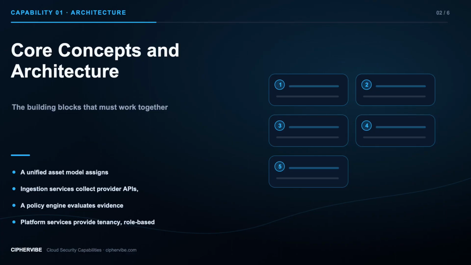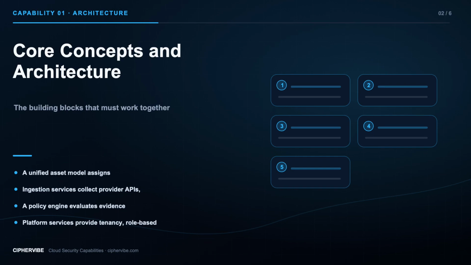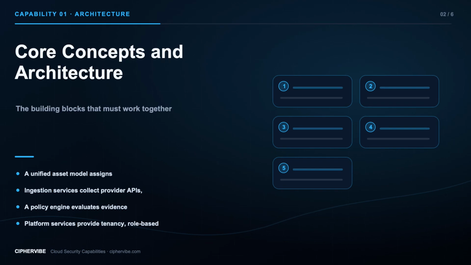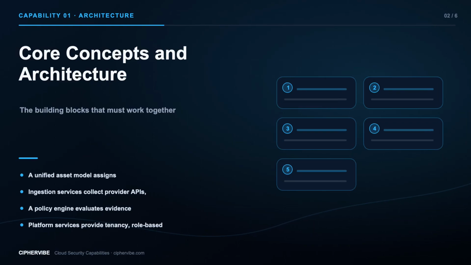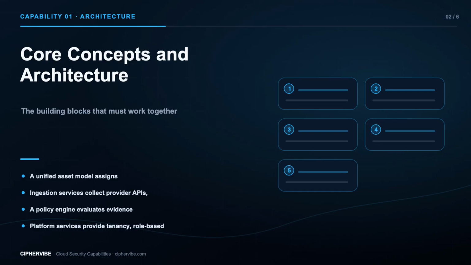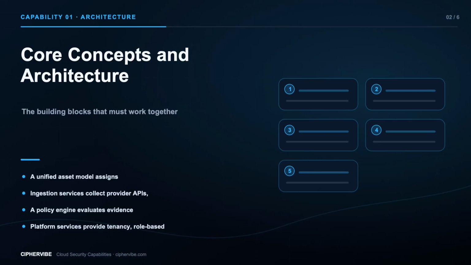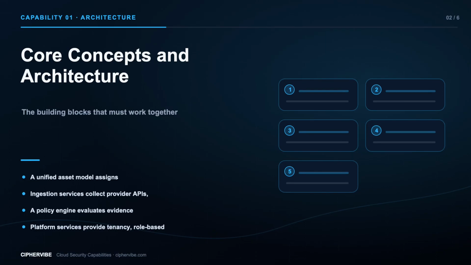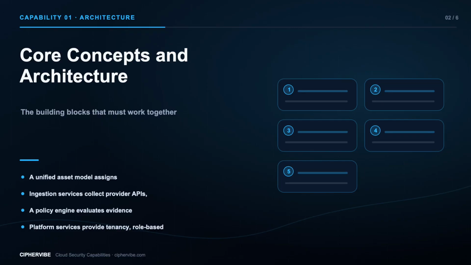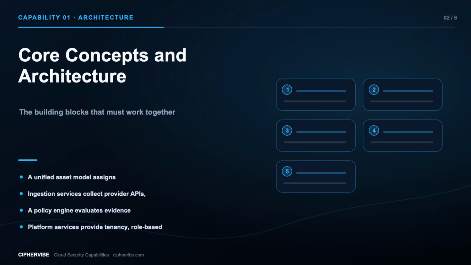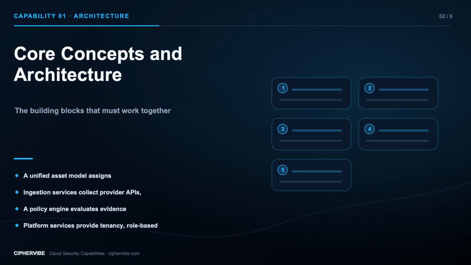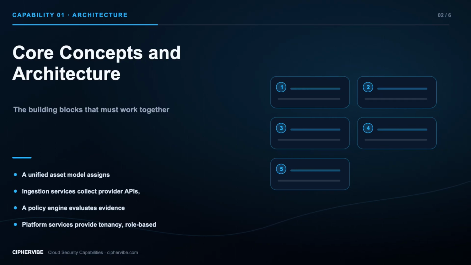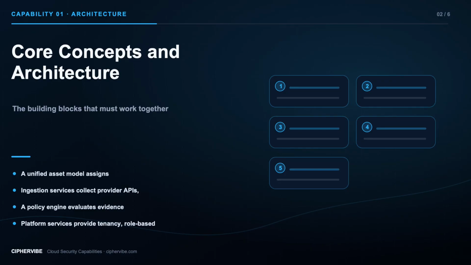A sound architecture separates collection, normalization, analysis, policy, workflow, and presentation. Teams can then test freshness, identity resolution, policy results, owner routing, and closure independently. Design for degraded conditions. Providers impose rate limits, schemas change, credentials expire, and events arrive late. A professional capability reports uncertainty and health instead of presenting incomplete information as fact.